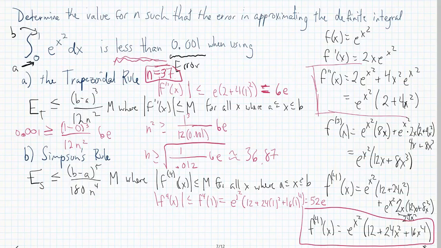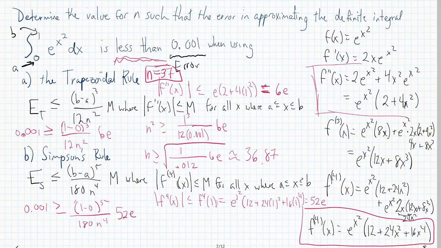So now when we take a look at that, we have a similar scenario. We want 0.001 to be larger than that possible error. So that's a worst case scenario. So this error, oops, we have B and A are 1 and 0, divided by a new number here, we have 180 n to the fourth times m, which we just found is 52e. So a little bit more interesting there.